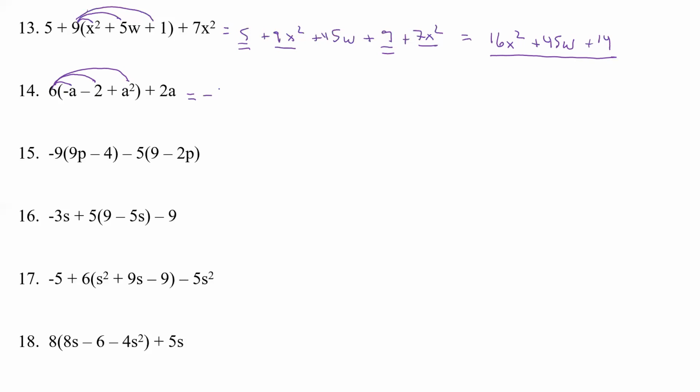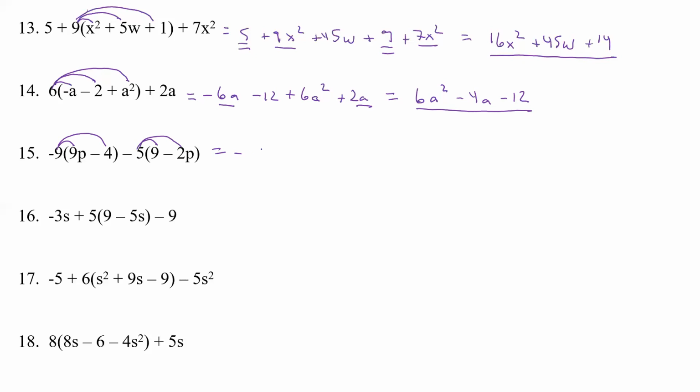So this is a minus 6a minus 12, and then plus 6a squared plus 2a. Okay. Well, we have an a and an a, and those two don't have a match, and no like terms. So we write it in decreasing power order, so 6a squared, and then minus 6 plus 2 is going to be minus 4a, and then minus 12. And that should be your solution. Okay, again, distribute.